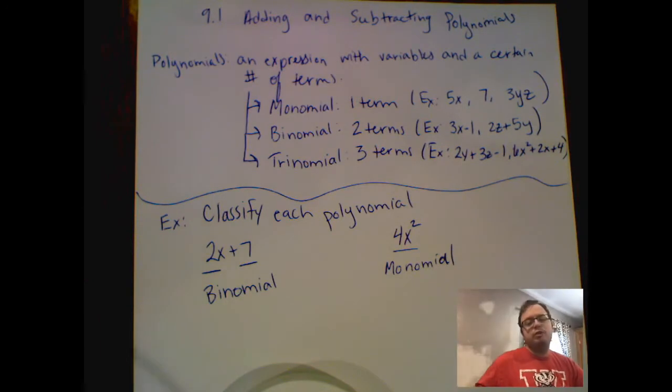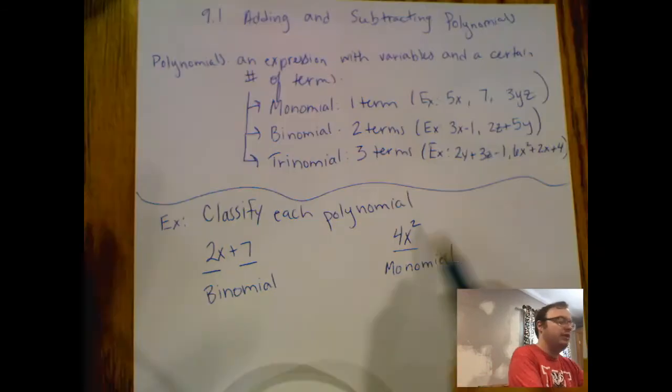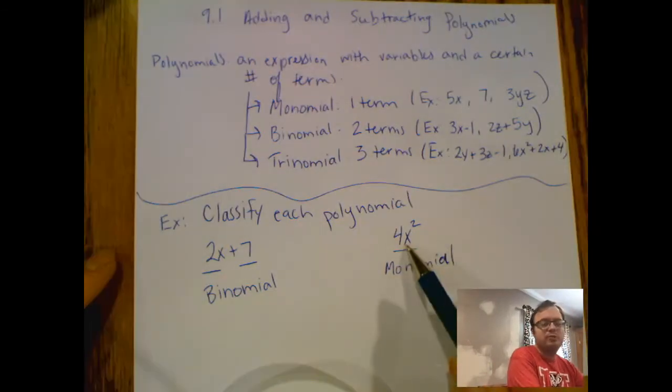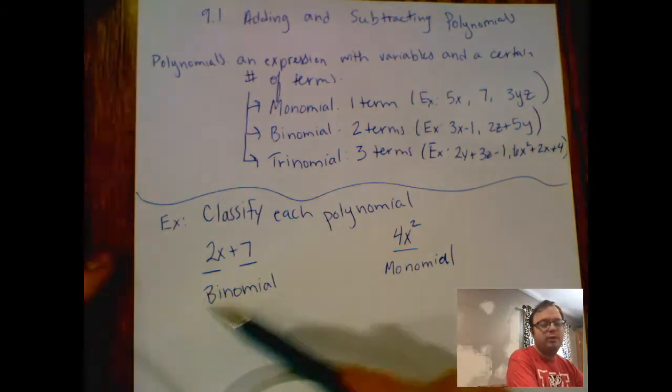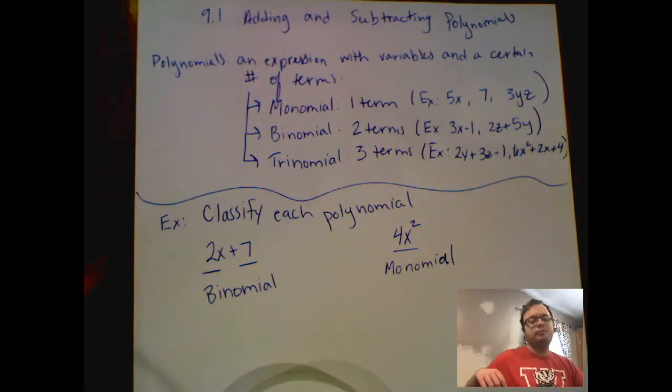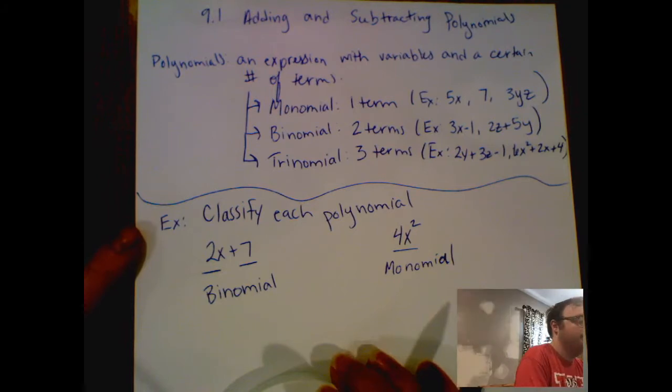That is how we are going to classify different polynomials. Determine how many terms there are. A good way to look at this is how many addition and subtraction signs there are. This one had 0, so it was a monomial. This one was by itself. This one had 1 addition sign, so that means there were 2 terms, making it a binomial. If it were a trinomial, it would have 2 addition or subtraction signs, or a combination of both, in that polynomial.